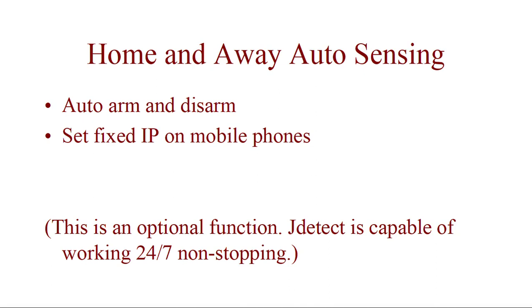With traditional home security system, when you go out, you key in a passcode on the control panel to arm the system, and when you come home, you key in a passcode to disarm. Jdetect can sense whether you are home or away and automatically arm and disarm. This way, you further reduce unnecessary alert. To use this function, you need to set fixed IP address on your mobile phones and register the IP address with Jdetect. Please note this is an optional function. Jdetect is more than capable of running 24/7 non-stopping.